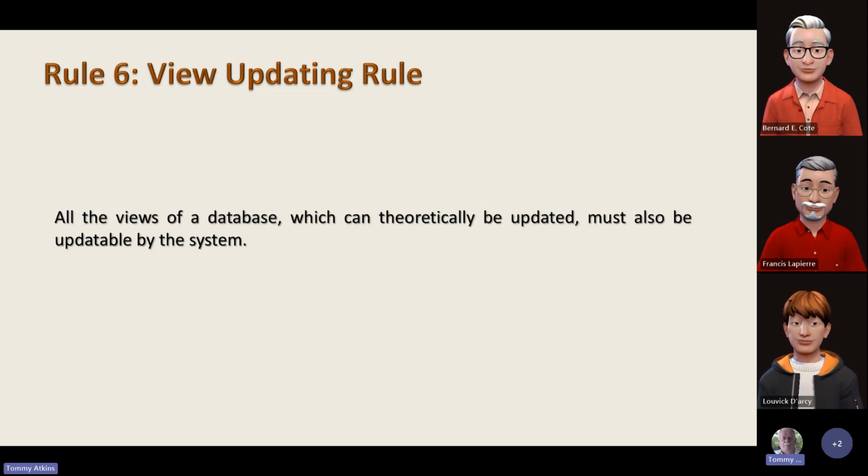All the views of a database which can theoretically be updated must also be updatable by the system. He's talking about joined views here, which theoretically can be updated, must also be updatable by the system. I'm not 100% sure what this particular rule is getting at, except that there are some views of the database which cannot be updated. They're non-updatable.